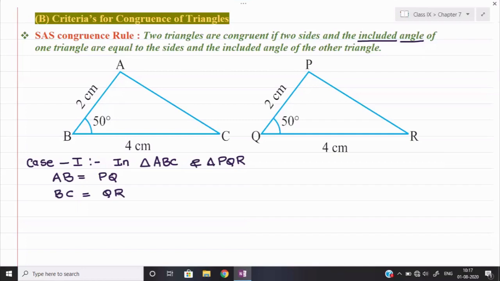Now you require the angle which is coming in between these two sides. So observe between side AB and side BC, which angle is coming here? Angle B. And similarly between sides PQ and QR, which angle is coming? Angle Q. So angle Q is required to be proved equal to angle B, and that is already given equal. So as per the figure we can say that the side angle side theorem is applicable. Now if I apply the second case over here, suppose I apply case number two.